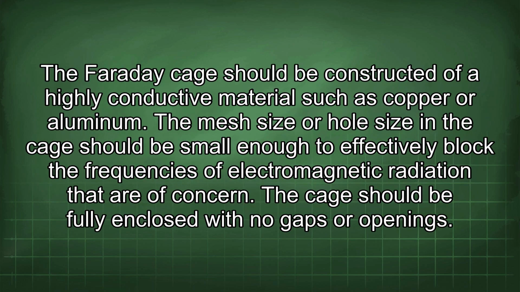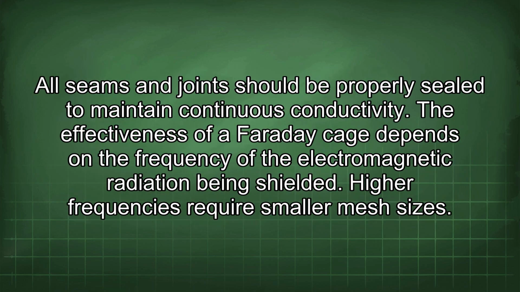The Faraday cage should be constructed of a highly conductive material such as copper or aluminum. The mesh size or hole size in the cage should be small enough to effectively block the frequencies of electromagnetic radiation that are of concern. The cage should be fully enclosed with no gaps or openings. All seams and joints should be properly sealed to maintain continuous conductivity.